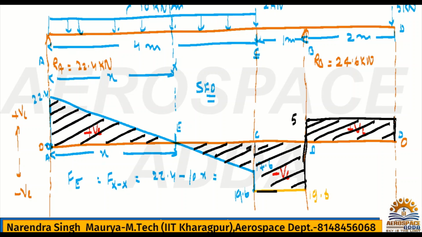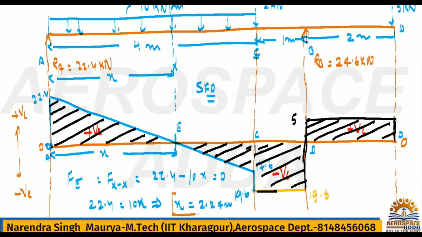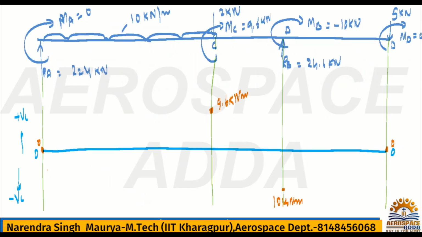This is equal to 0, since shear force becomes 0 at the xx section. Now what did you get? 22.4 is equal to 10x. So what is the x distance? It is 22.4 over 10, which is 2.24 meters. So it is calculated that your shear force becomes 0 at 2.24 meters from end A. This is the point where shear force becomes 0.